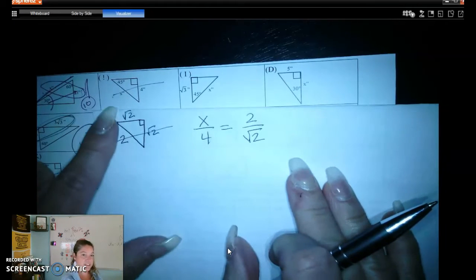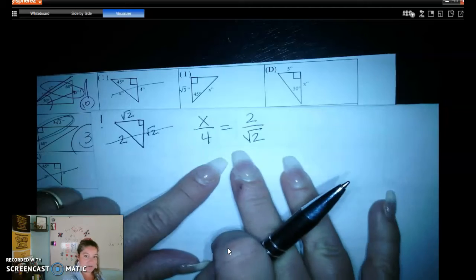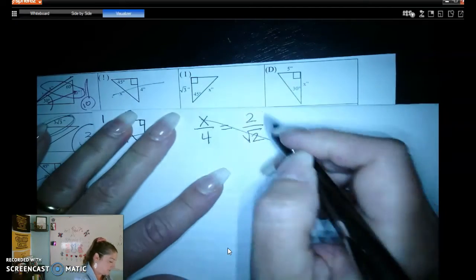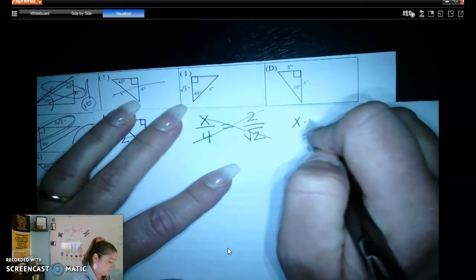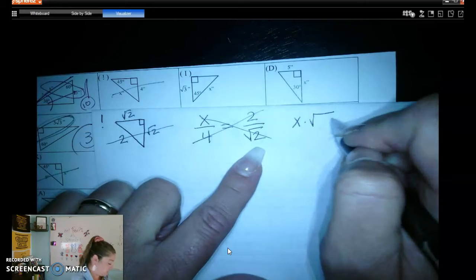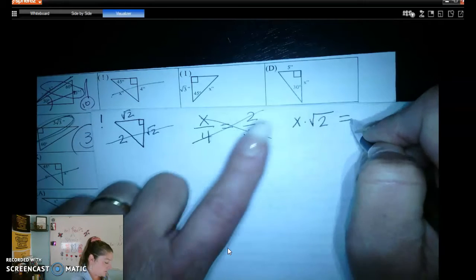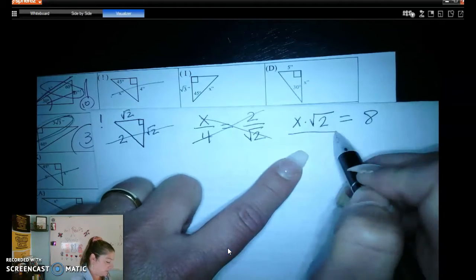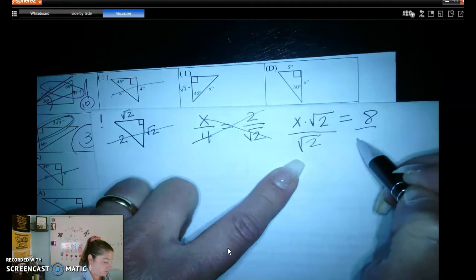All right, so we're trying to find out what this length is. Let's go and solve this proportion. So I'm going to cross multiply. So x times the square root of 2 is just x root 2. 4 times 2 is 8. And then we're going to divide by root 2.